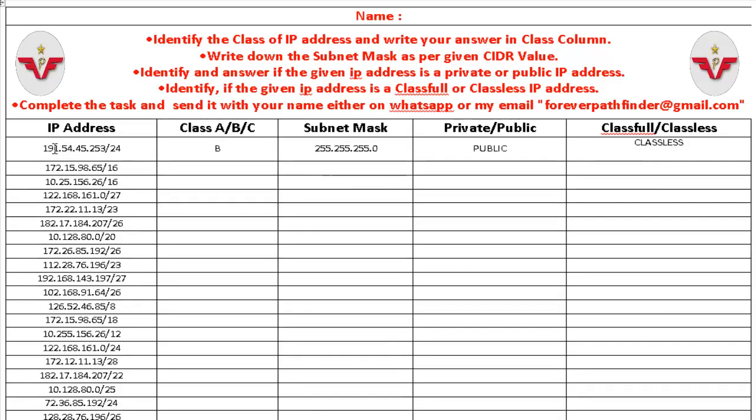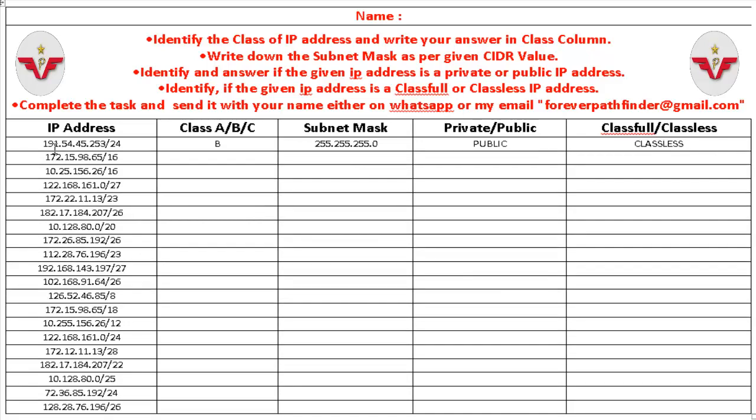Now come to the second. Here we go. The IP address is 172.15. 172 means a class B IP address. Subnet mask is 16-bit, 255.255.0.0. Is it private? No. The private range for class B starts from 172.16, but here we have 15 in the second octet. So it's public.